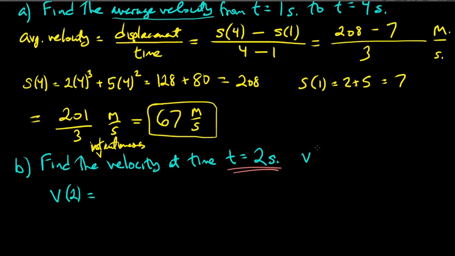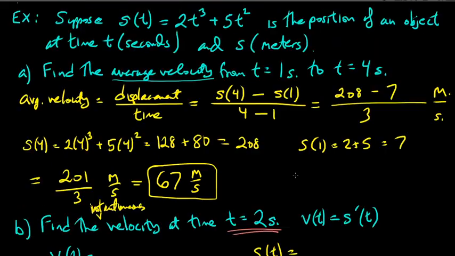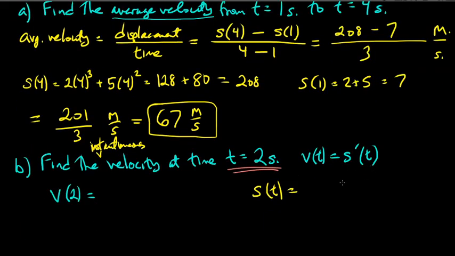So how do we find the instantaneous velocity at time t equals 2 seconds? Well, we first have to find the derivative of the position. So let's do that first. The derivative, and I almost forgot what s of t is. It's up here, 2t cubed plus 5t squared. Sorry, that's a 5, not an s. I'll try to be careful.